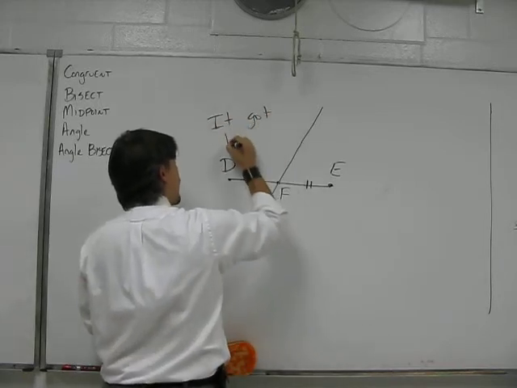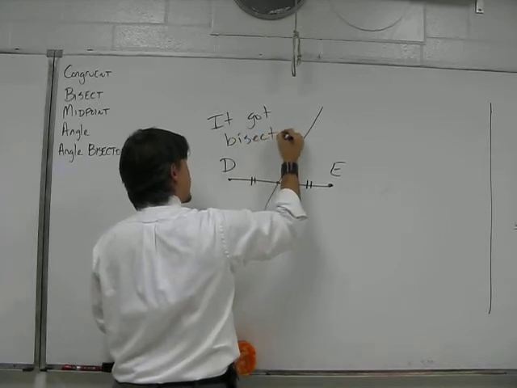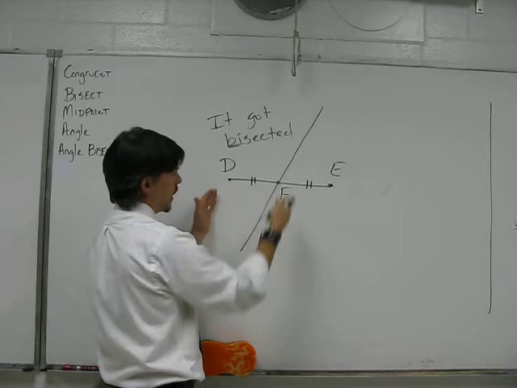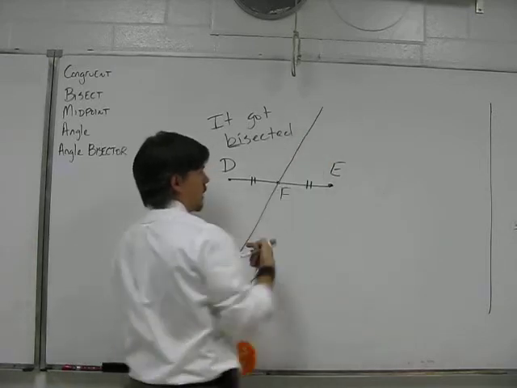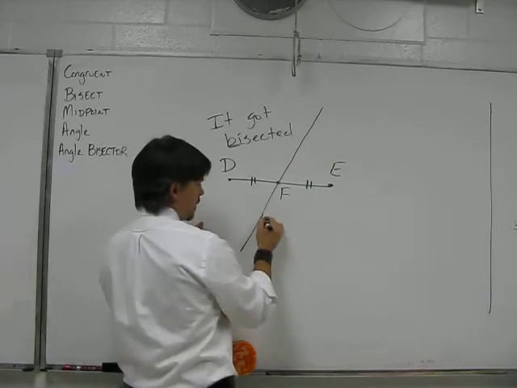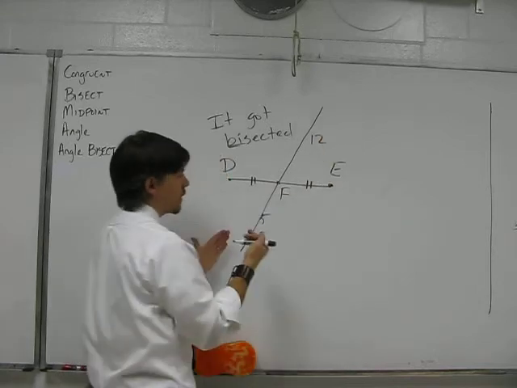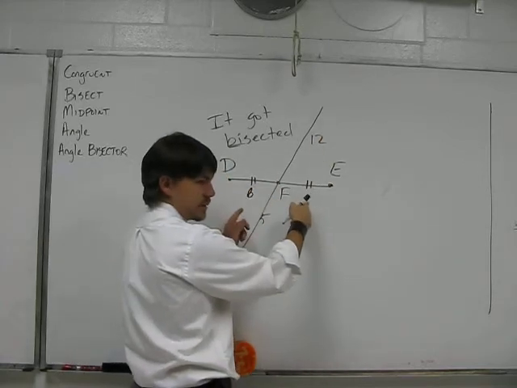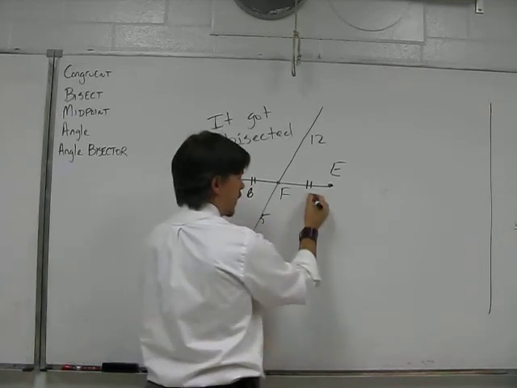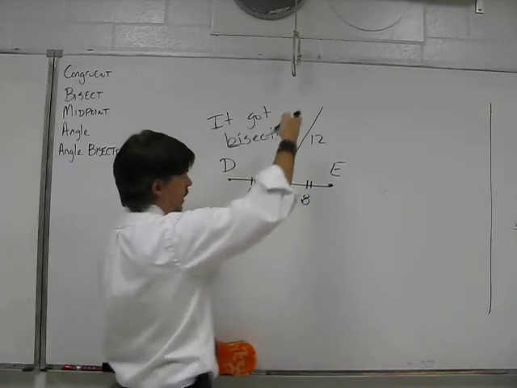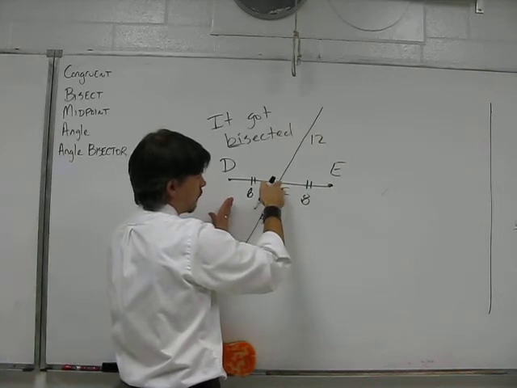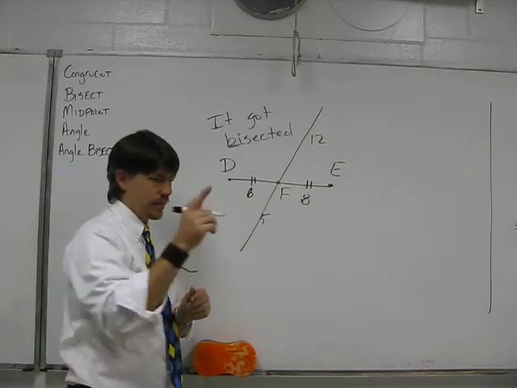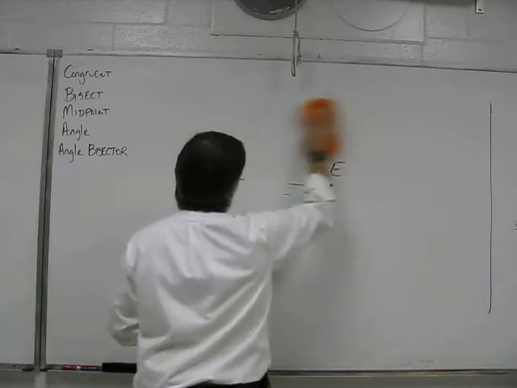got bisected. Bi means 2, so it's 2 sections. Okay, now I don't know how long this line is, and it doesn't really matter. This could be a 5 and this could be a 12. I don't care how long this is, but if this were an 8, how long is this? That's right, it's an 8, because this line went through the midpoint, therefore it bisected this segment. Alright, so now we have bisect.